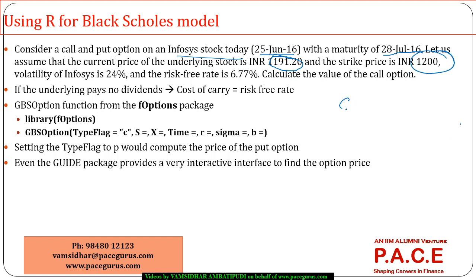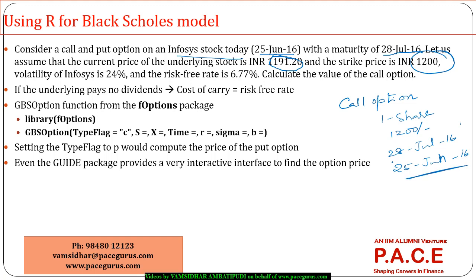If I'm saying I want to go for a call option, it means that I'm interested in buying one share of Infosys at 1200 rupees on 28th July 2016, and that I want to decide today. I mean, the price I have fixed today, the deal I am entering into today. Whether I have to buy it or not, I'll decide on 28th July. If I want to buy it, I'll buy it at 1200. If I don't want to, I can let it expire. That is what we are calling an option.